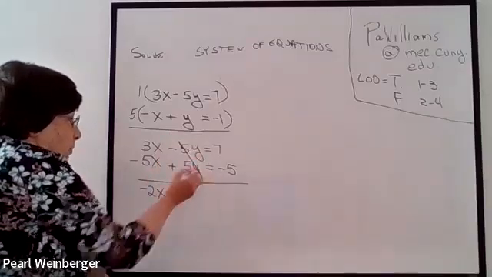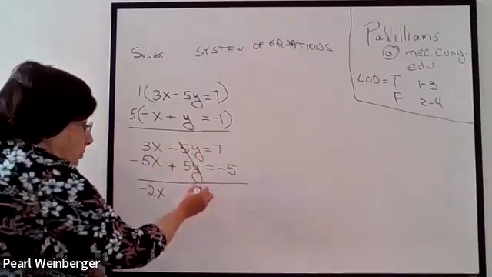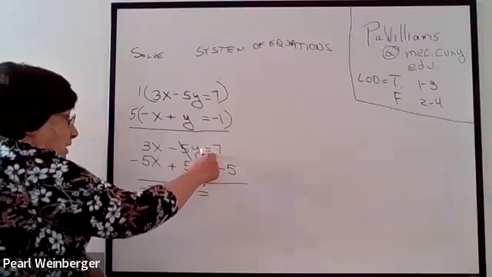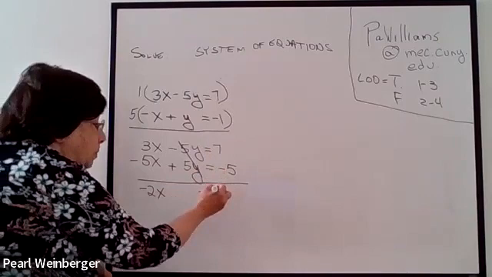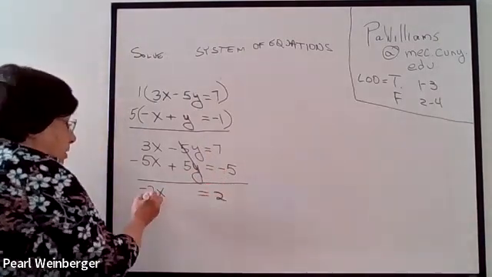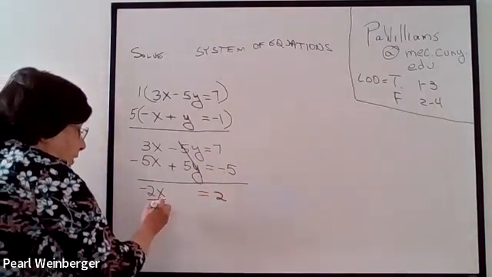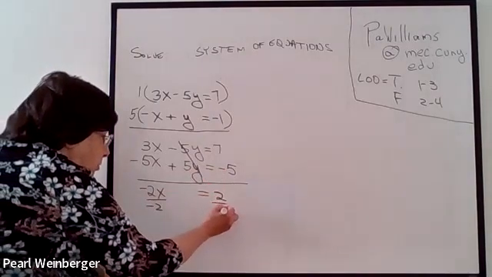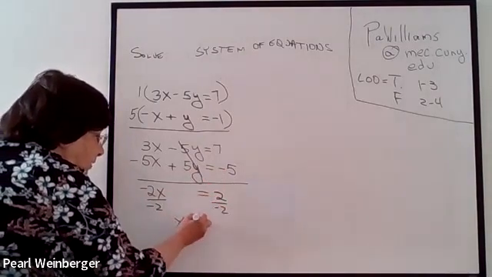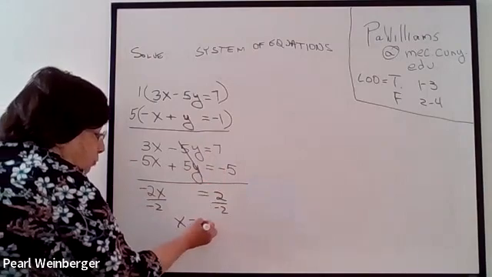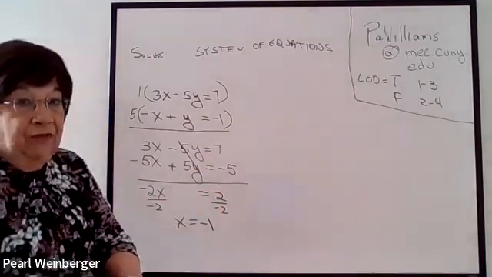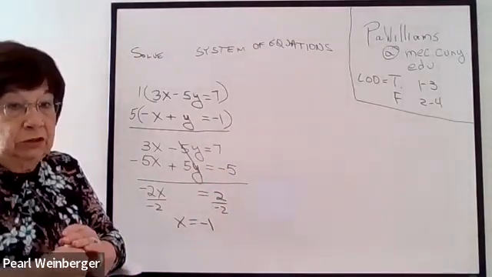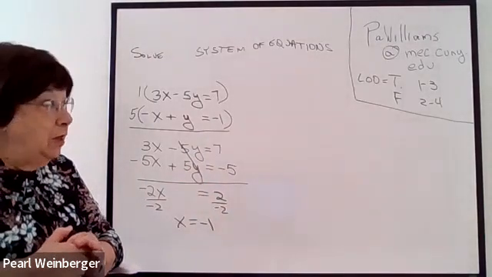Negative 5y plus 5y cancels out. And 7 minus 5 adds to positive 2. If I then divide by negative 2 to get the x alone, I'll get x equals 2 divided by negative 2, which is negative 1. And I found one of my variables. Now I have to figure out the other one.